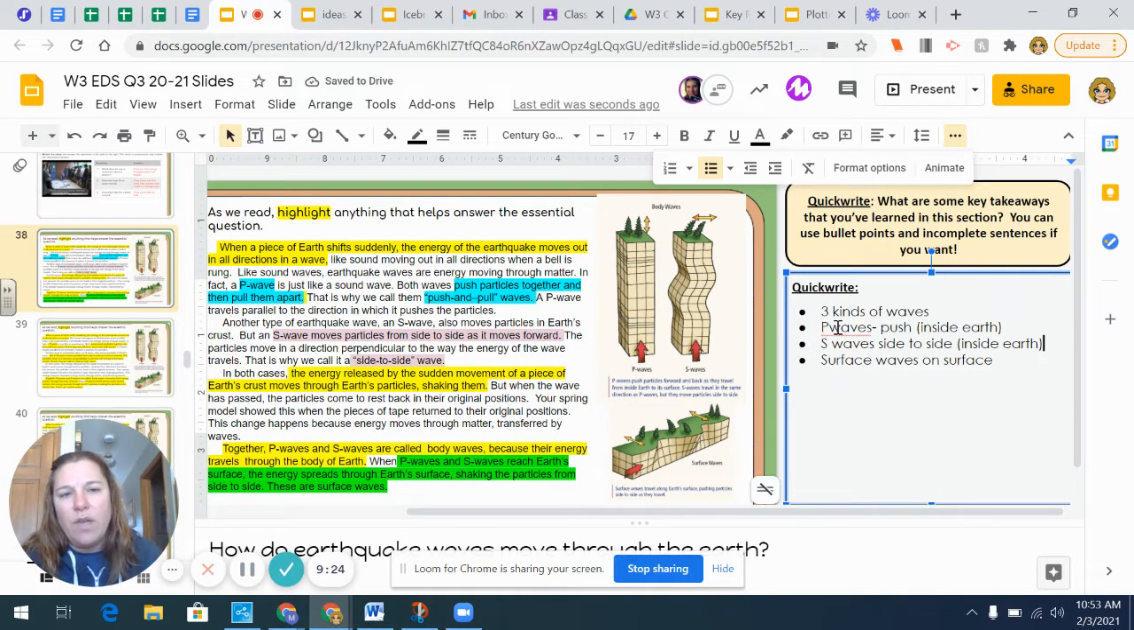There are 3 kinds of waves. There's P waves, which push, and they happen inside the Earth. S waves go side to side, also inside the Earth. And then surface waves happen on the surface.